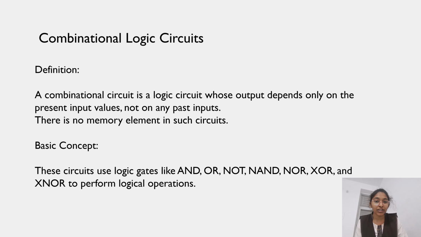Combinational logic circuits. A combinational circuit is a logic circuit whose output depends only on the present input value, not on any past or future inputs. There is no memory element in such circuits. The basic concept is that the circuit depends only upon present input values. It doesn't care about past or future inputs.